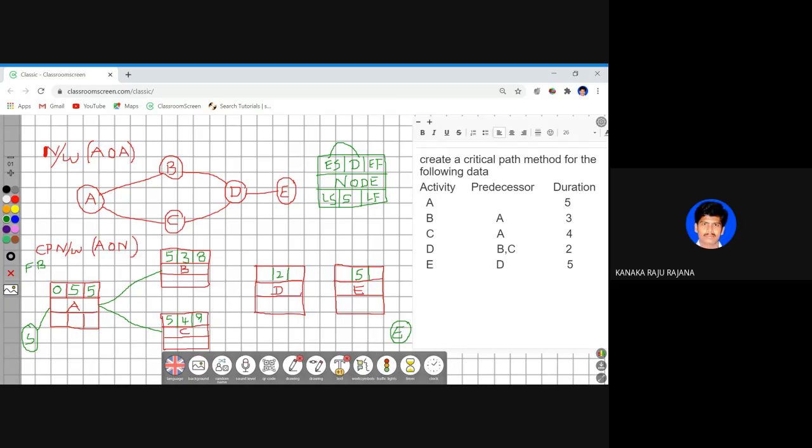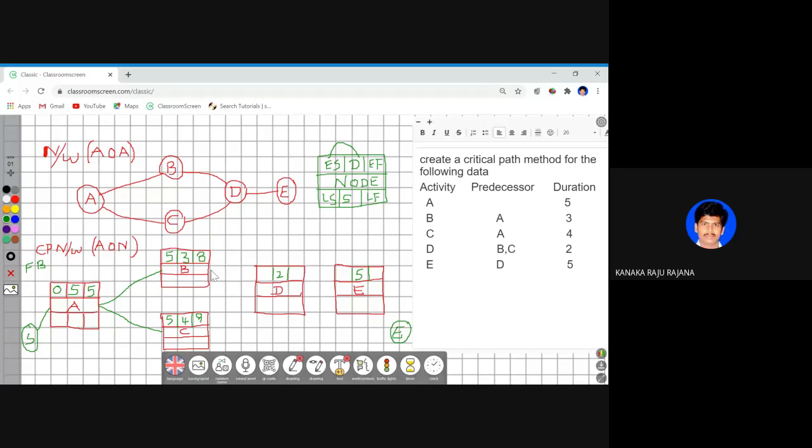Once again, I'm going to repeat this point. This is the most important step where the students are making mistakes. When a single activity is connected to n number of activities, you are not supposed to consider any kind of maximum or minimum. You can simply place the early finish value of that single activity in n number of activities. That's the reason why the 5 has been placed in B as well as C.